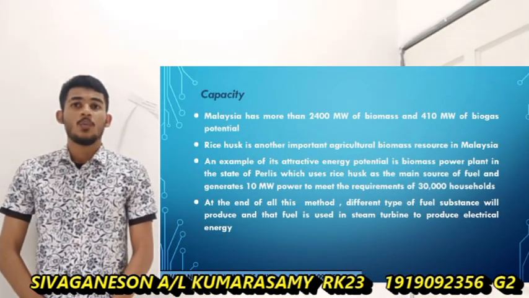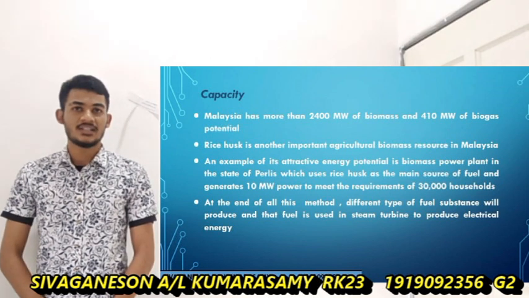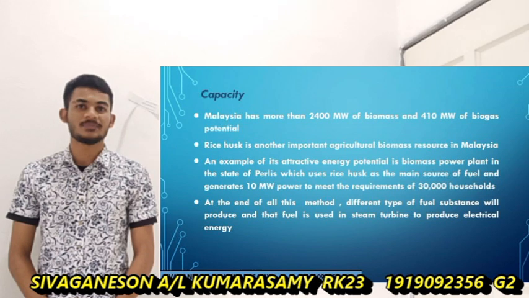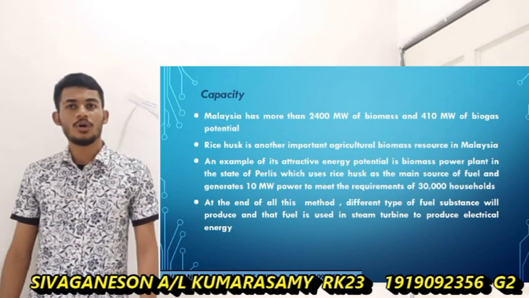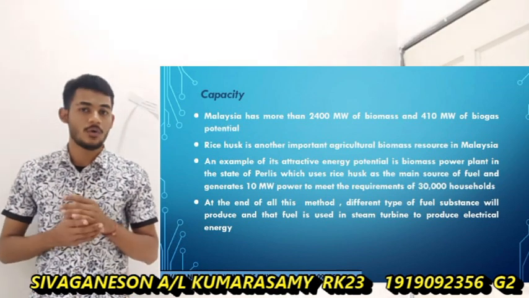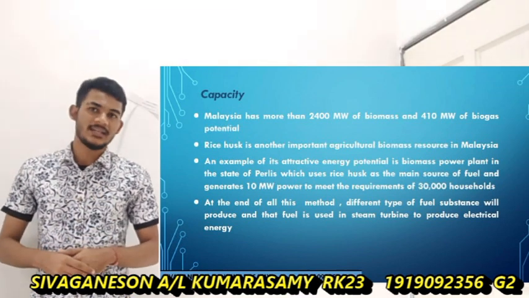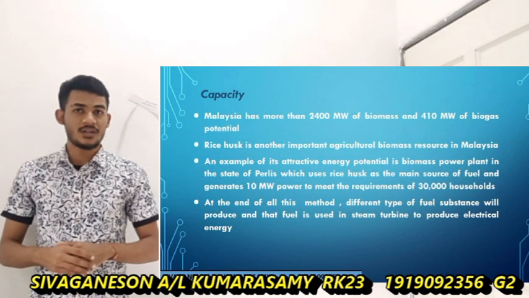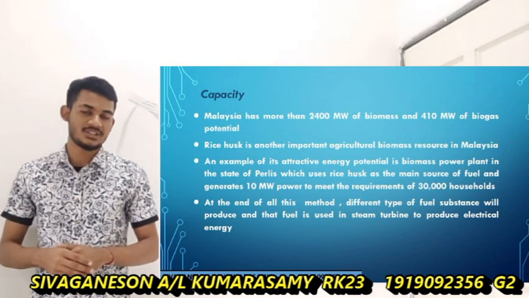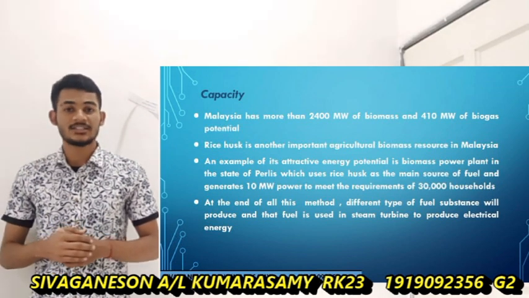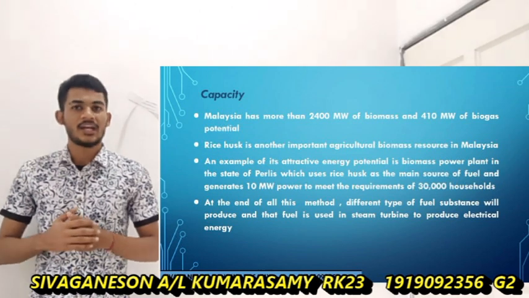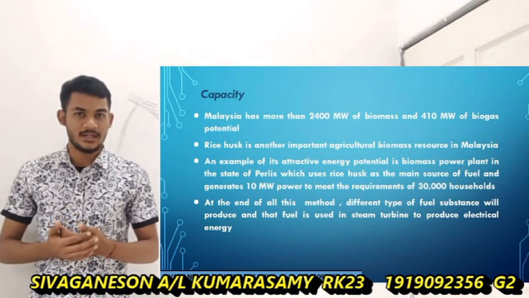Capacity. 1 million tons of agricultural waste is used to generate 2.5 megawatts of electricity in a biomass power plant, enough to power approximately 2,600 homes, which is equivalent to one whole town. In Malaysia, we can produce more than 2,400 megawatts of biomass and 410 megawatts of biogas potentially.